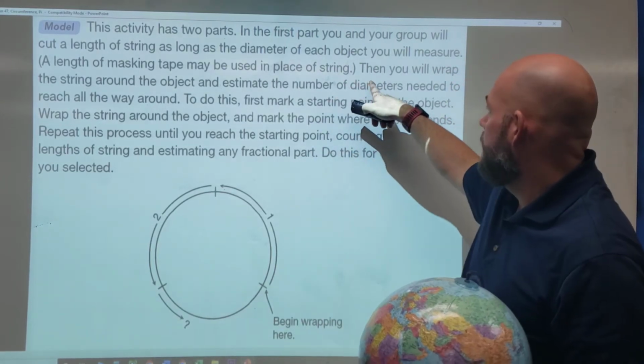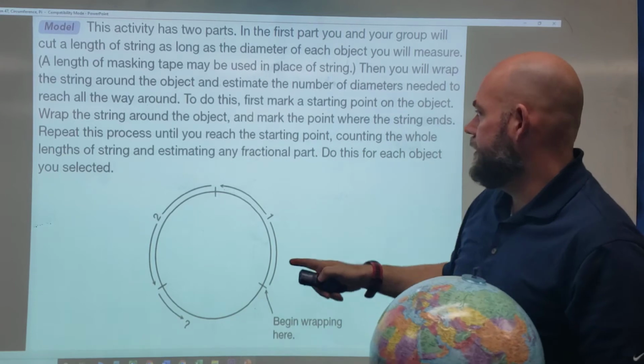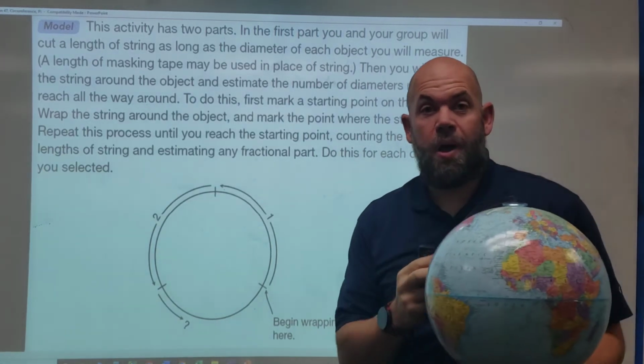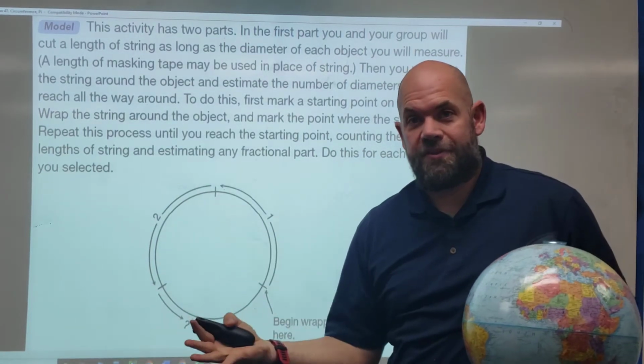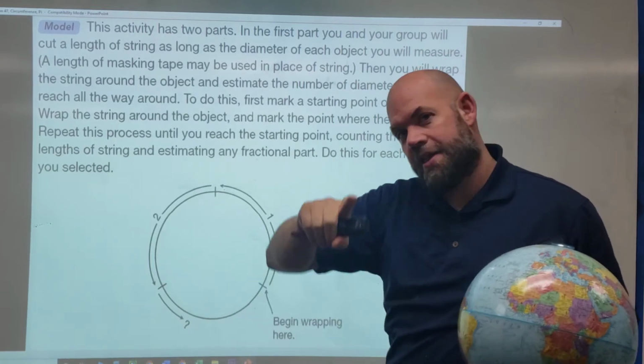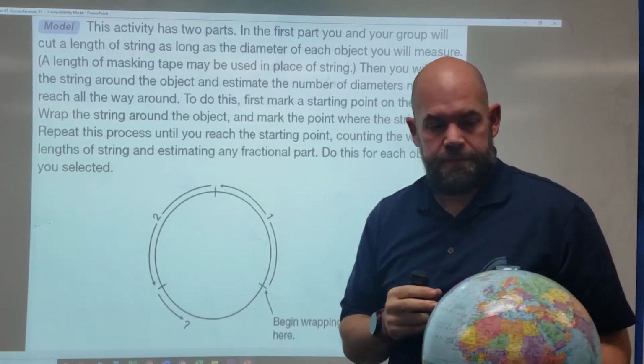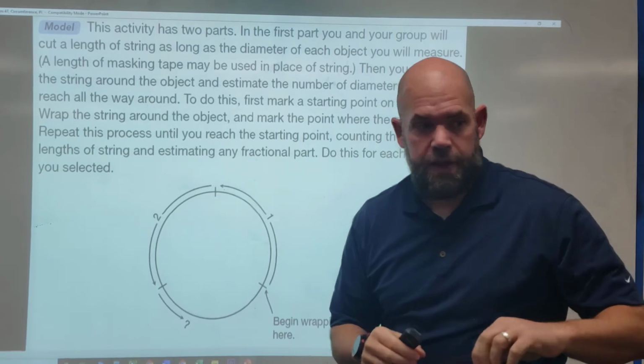So you're just going to wrap the string around the object to see the amount. So if you have something, you can pause this, go ahead and go grab that circular thing, measure across, and then measure all the way around, okay? So just pause it and go do that.